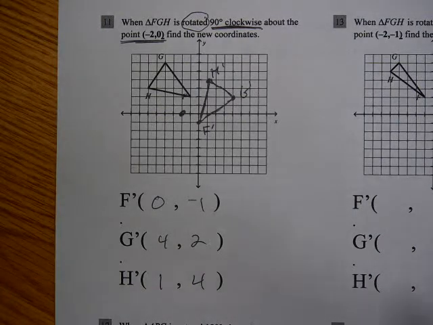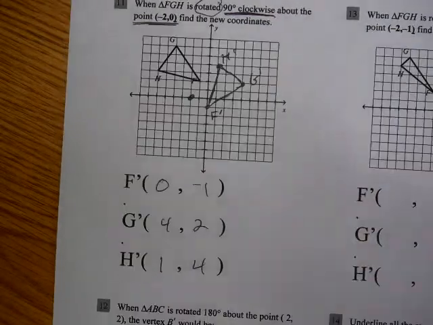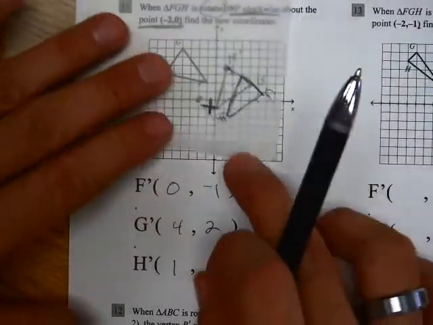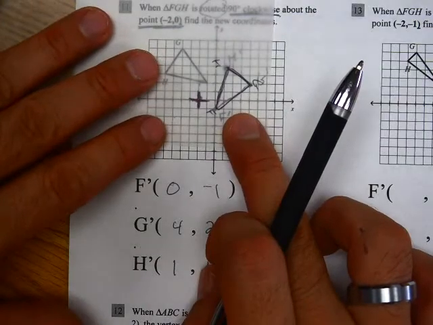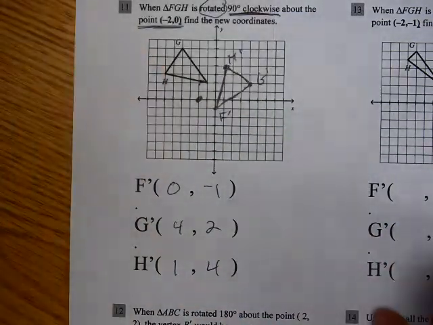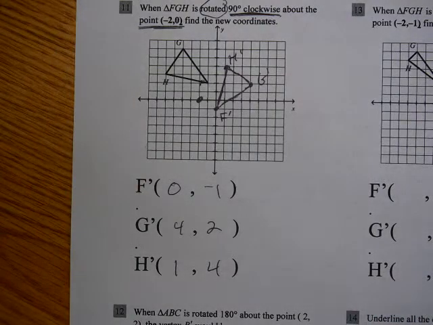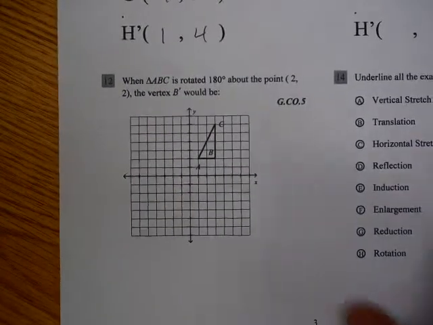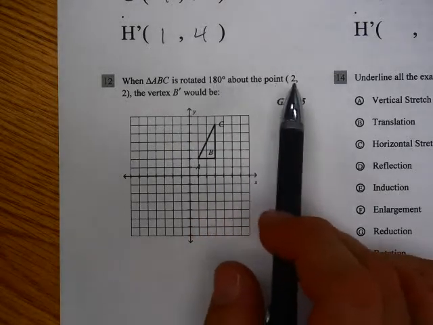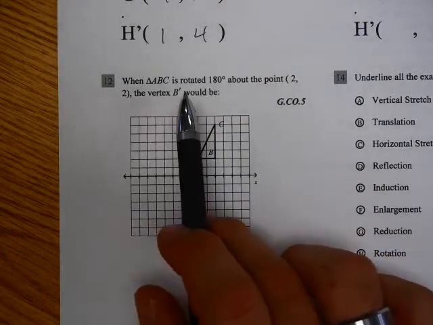Number 13, very much like that, a different point to rotate around, but you're doing that same concept. Trace again, cross or plus sign around that point you're tracing around, and then go around that point. Last one in this video, number 12. When triangle ABC is rotated 180 degrees about the point 2, 2, the vertex B prime would be.